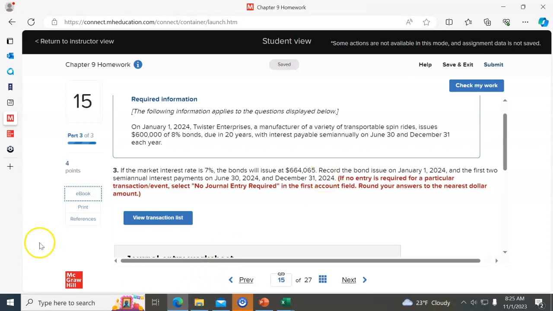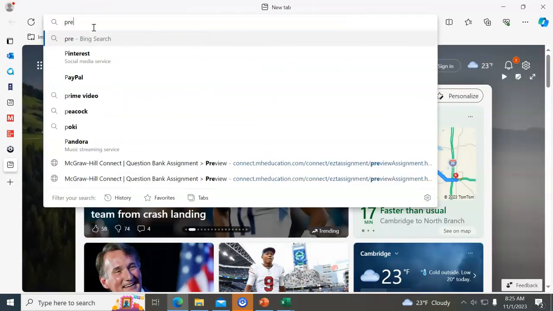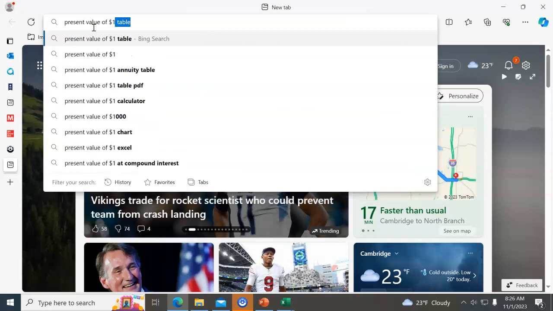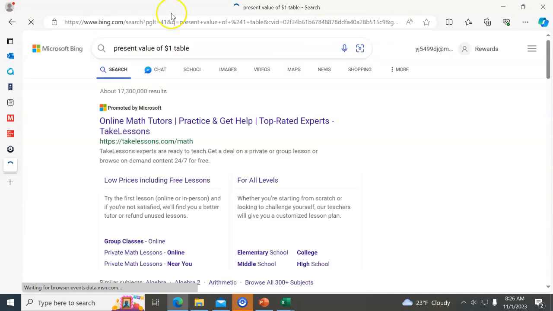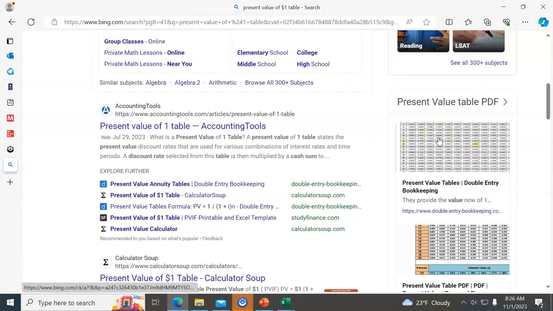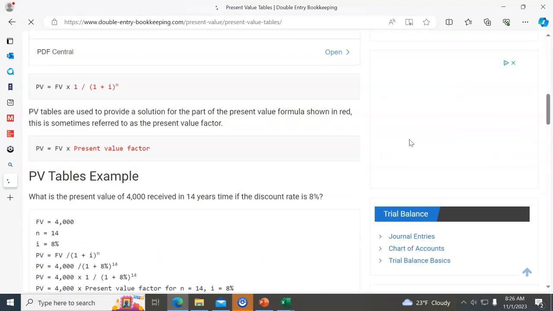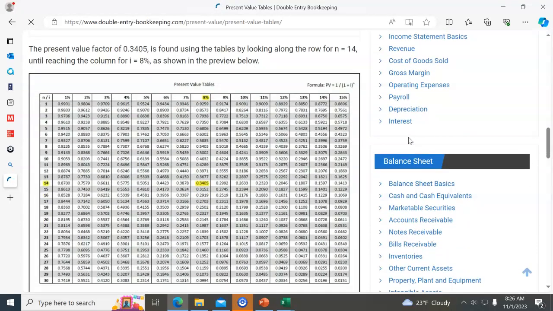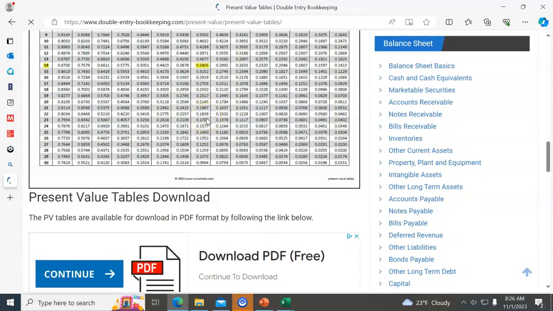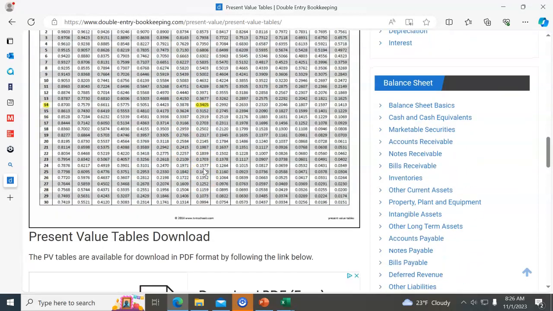My guess is something's wrong with that table too, which let me, present value of a dollar table. PDF, present value tables. So I've got 7%. This only goes to 30 periods. Somehow, something's goofy with that table. Yes?